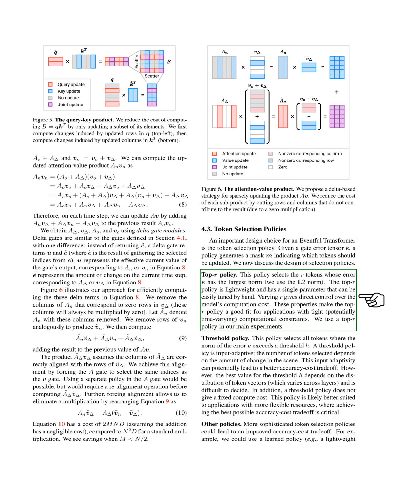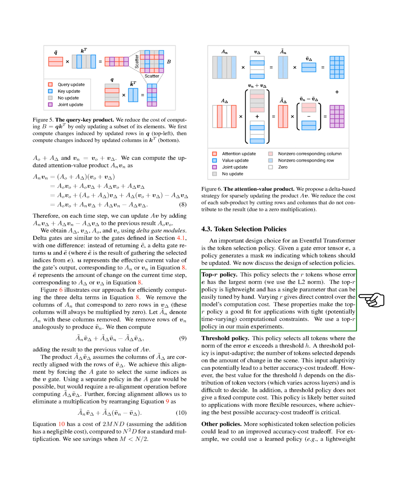Another strategy we use is the threshold policy. This method selects all tokens where the error exceeds a certain threshold. This policy is adaptive, meaning the number of tokens selected depends on the amount of change in the scene. This adaptability can potentially lead to a better balance between accuracy and computational cost. However, determining the best threshold value can be challenging, as it depends on the distribution of token vectors, which can vary across layers. Additionally, this policy doesn't provide a fixed computational cost. Therefore, it's better suited for applications with more flexible resources, where achieving the best possible balance between accuracy and cost is crucial.